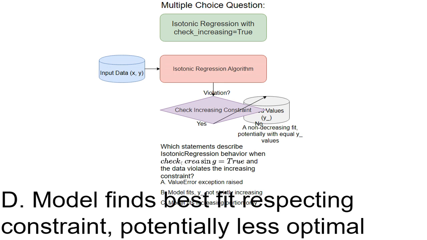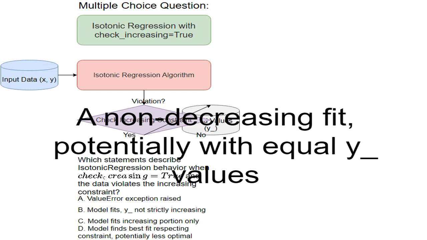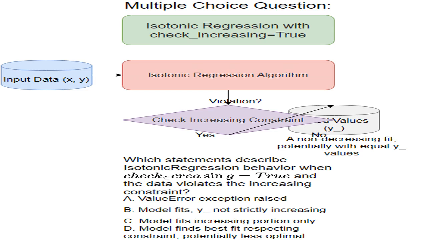This is a brief summary of option B. It emphasizes that the solution will be non-decreasing. I would expect some equal y values, because the model might need to flatten parts of the curve to maintain the non-decreasing property. This is the core of the problem. I'm using isotonic regression, a type of regression that specifically looks for a relationship between variables where the output values, y, never decrease as the input values, x, increase.